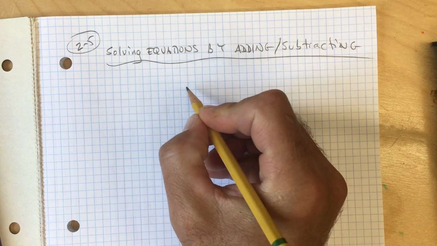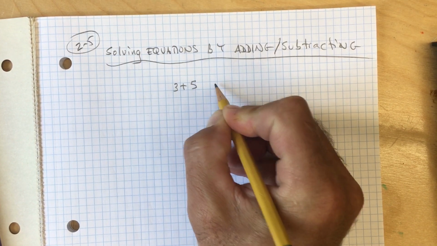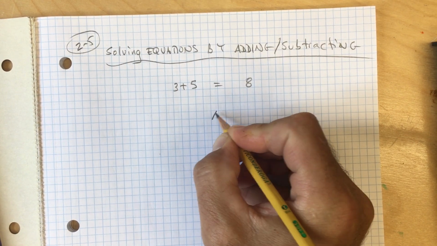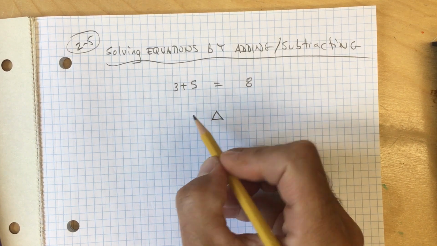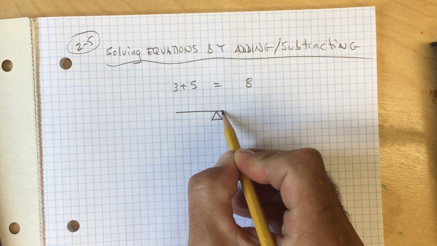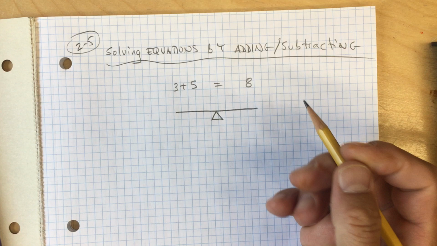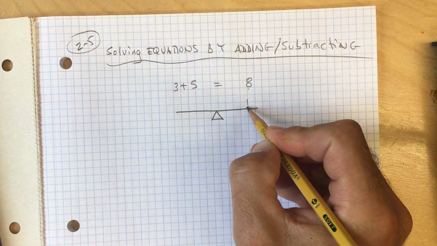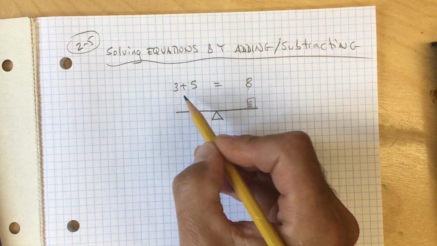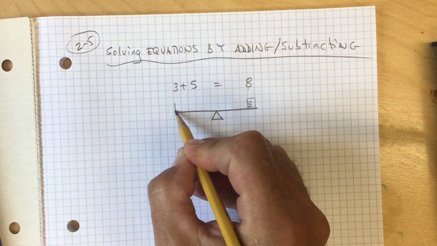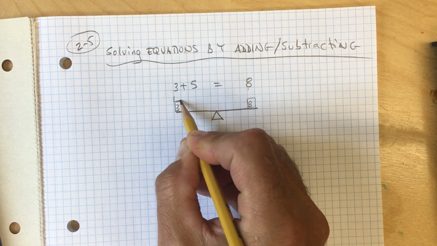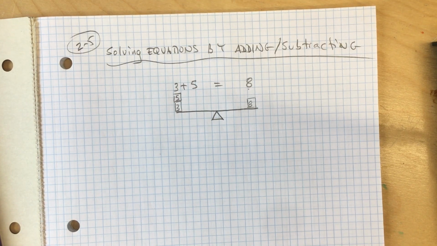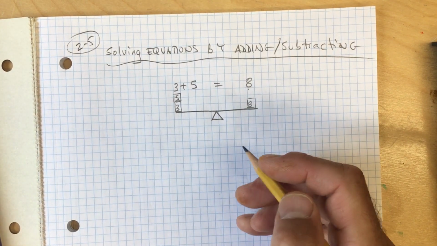So if we have something like 3 plus 5 equals 8, the equal sign is like a fulcrum or the balance, and this equation is like the board on the teeter-totter. And you'll see that on this side we have 8. So I'm just going to put a little box to show 8. And 3 plus 5 is also 8. So we have 8 on this side, and both boxes stay balanced. Or the teeter-totter stays balanced.